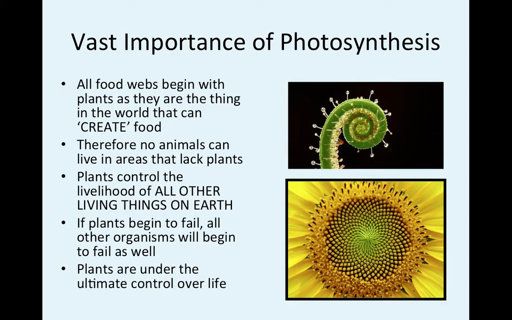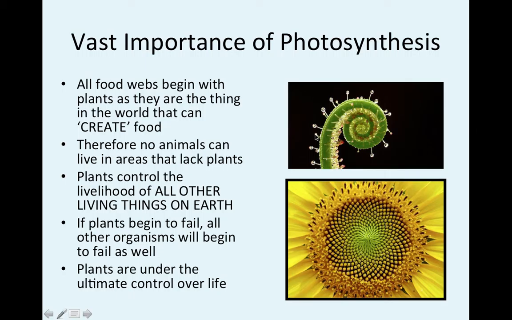Okay, now the importance of photosynthesis. All food webs start with plants. The plants are the only ones that can create food. So that being said, plants really control all of the living things in the world, because if plants aren't there, we're not going to be there. The only spot that animals and insects and amphibians and all the different types of life forms can live is areas where there's plants first. When we came to land, we had to have the plants colonize land first, and then we could go there.